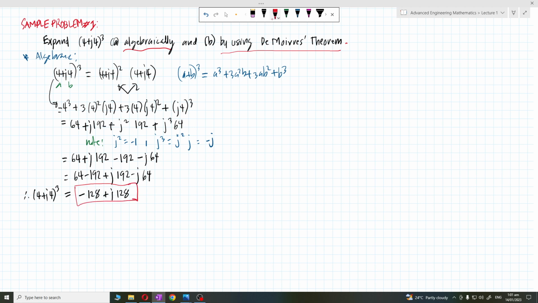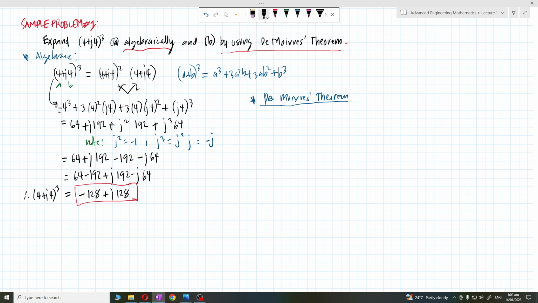Now, how about by using De Moivre's theorem? The first thing to do is to write the given expression, our 4 plus j4, into polar form or trigonometric form. But you can choose here which one is best for you.